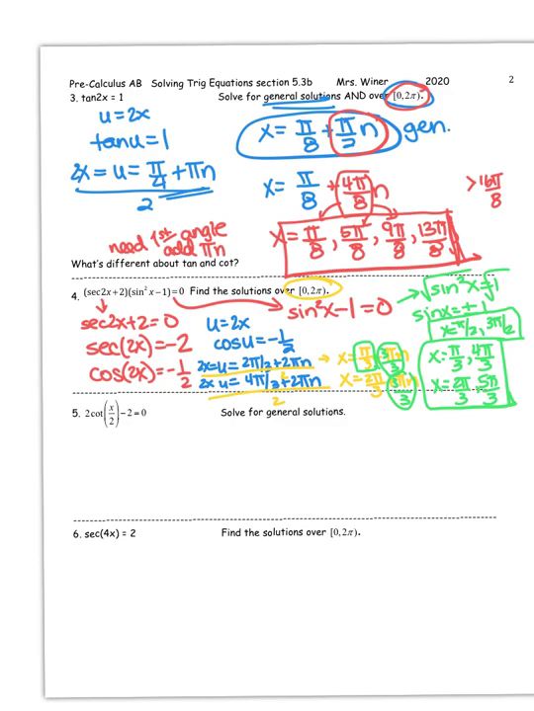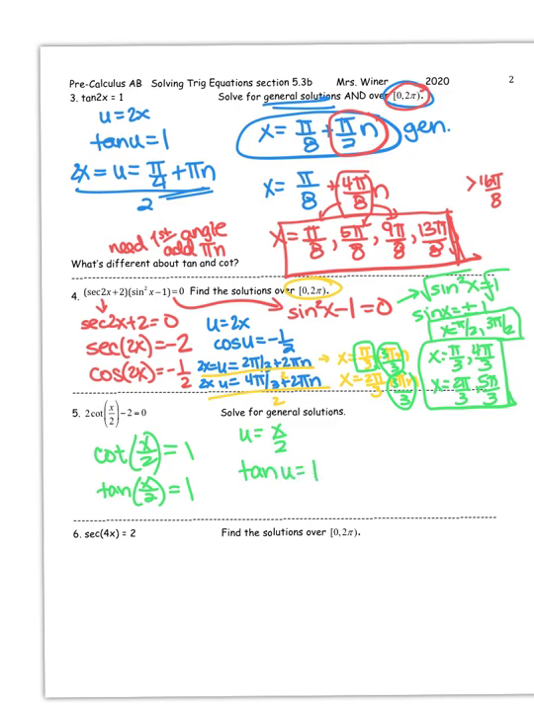Okay, next one. Let's isolate the cotangent. I would add 2 divided by 2. Recip. You never reciprocate the angle though. The reciprocal of 1 is 1. U equals x over 2. So I get that the tangent of u equals 1.